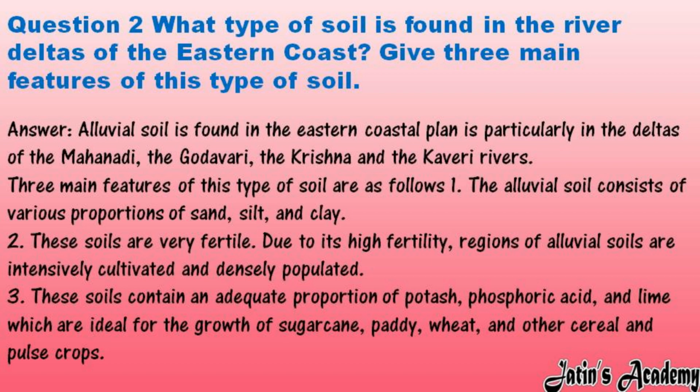1. The alluvial soil consists of various proportions of sand, silt, and clay. 2. These soils are very fertile. Due to its high fertility, regions of alluvial soils are intensively cultivated and densely populated. 3. These soils contain an adequate proportion of potash, phosphoric acid, and lime, which are ideal for the growth of sugarcane, paddy, wheat, and other cereal and pulse crops.